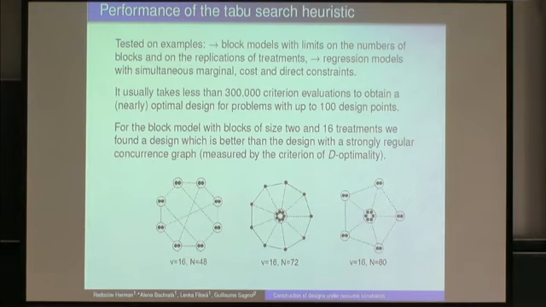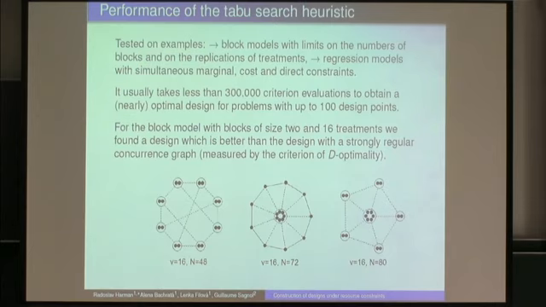It turns out that the number of design points, which would be the number of dimensions of this picture, is the most limiting factor. Okay, so if it's 100 or 200, it's still fine. So, for instance, for block models with 16 treatments, we were able to find a design which is better than the design with a strongly regular concurrence graph. Okay, for those of you who know, I will not go into the details.